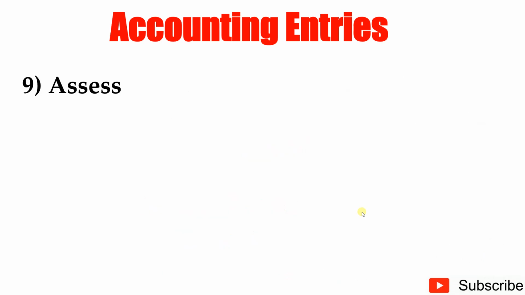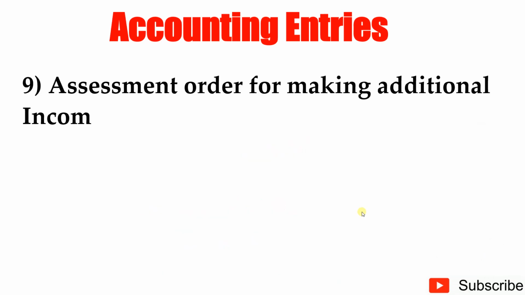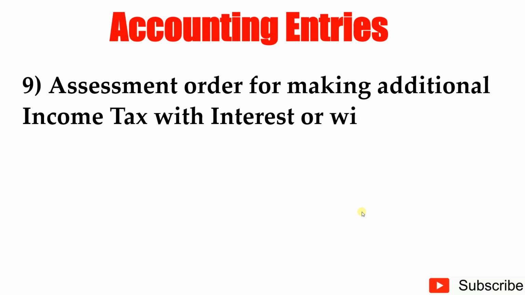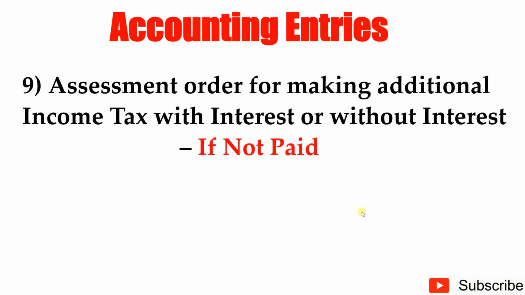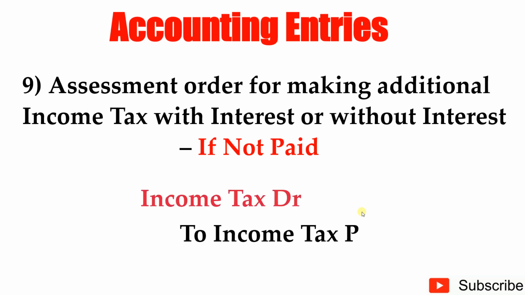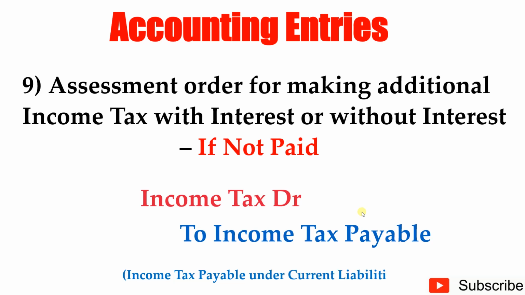So the next case will be an assessment order for making additional payment of income tax with interest or without interest. We are not making the payment. In such cases, we have to record the liability. Now it is not paid, but we have to record the liability. So debit to income tax and credit to income tax payable. This income tax payable will be under current liabilities.